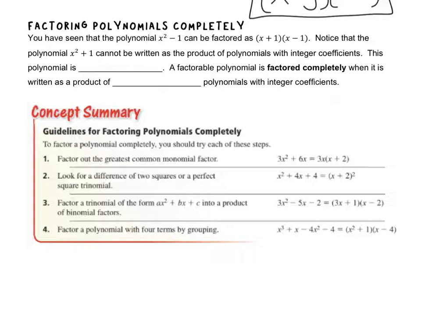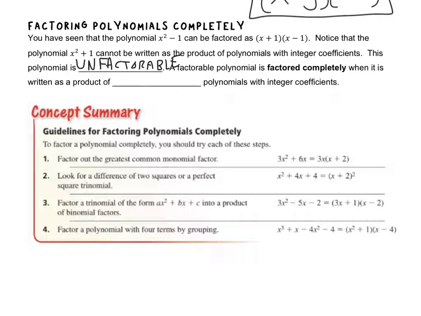And we always want to make sure we go as far as we can if we are saying it is completely factored. So notice the x squared plus 1 can't be written as the product of polynomials with integer coefficients. This is what we call unfactorable. It's not that we can't solve it, and we'll show that coming up in a later lesson, but we can still solve it, just not with factoring.